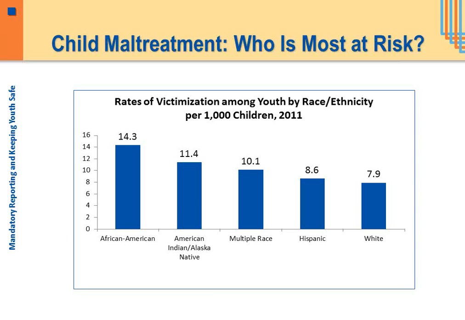So this chart further illustrates the differences between certain groups. Overall, the rate of victimization is 9.1 children per 100,000 youth who will experience victimization in 2011. But we see that for African Americans, American Indian, Alaska Natives, and children of multiple races, they have a substantially higher rate of victimization.